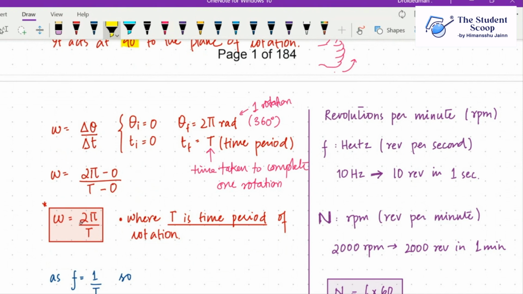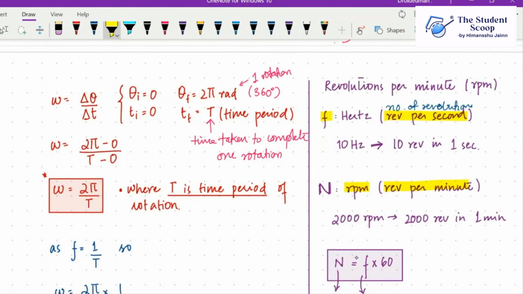Okay, then we have one more quantity, frequency. Frequency is defined as the number of revolutions completed per second. So we can have the frequency given in hertz. For example, if I have 10 hertz, it means 10 revolutions are completed in 1 second. Sometimes you will find questions where, instead of giving you hertz, they will give you frequency in terms of RPM, that is revolutions per minute. So you can convert revolutions per minute by dividing by 60.